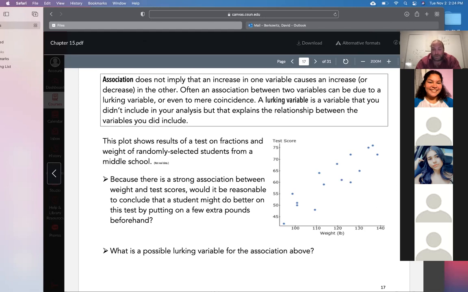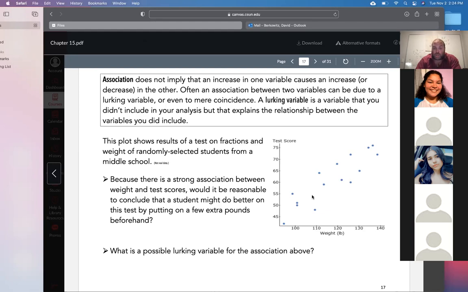Okay, so back to the original question. If you weigh more, and you want to do better, should you just put on weight? Because there's an obvious correlation. The more you weigh, as a general rule, the better you do. So does that seem like it makes sense? And again, the answer is no.